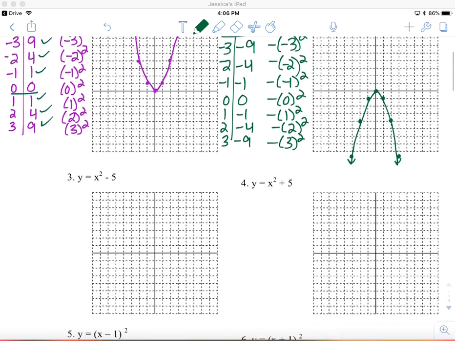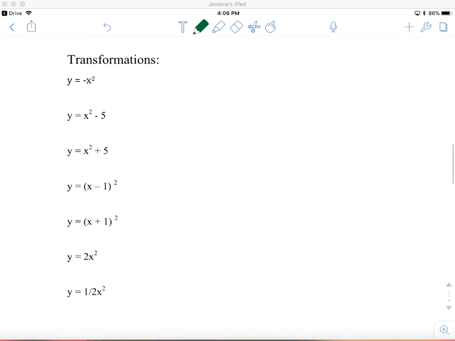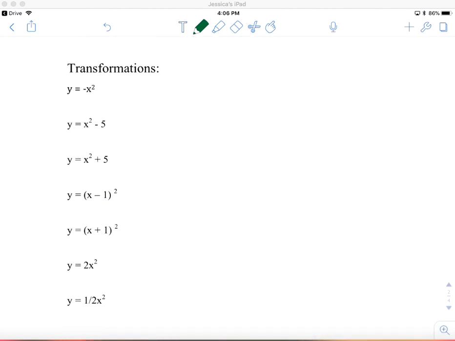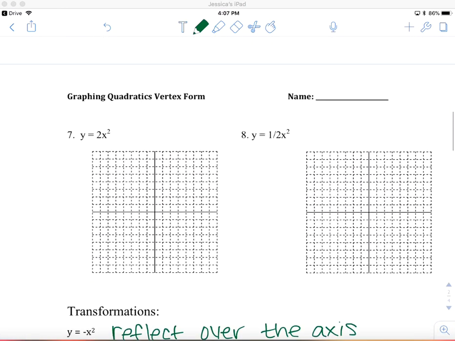So if you go to the back of your paper, where we have our list of transformations, we just found our first one. Our first transformation is that a negative in front causes it to reflect over the x-axis. It makes it now go down. Let's look at our next one.